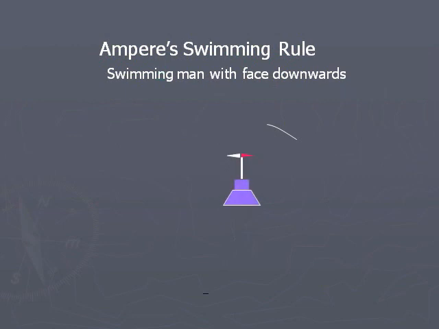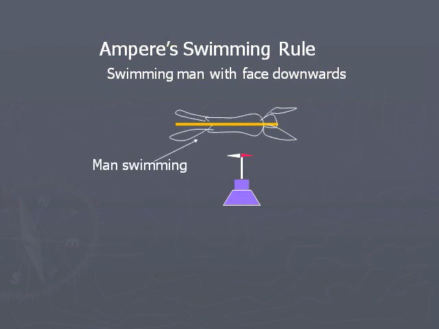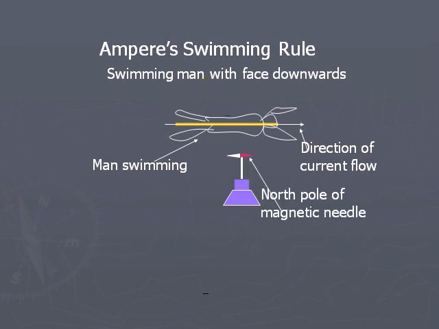Another rule is Ampere's swimming rule. By using Ampere's swimming rule also we can find the direction of magnetic field. Let us imagine a conductor carrying current is placed over a magnetic needle, and above this conductor imagine a man is swimming with his face towards the conductor, and he is swimming in the direction of the current flow.